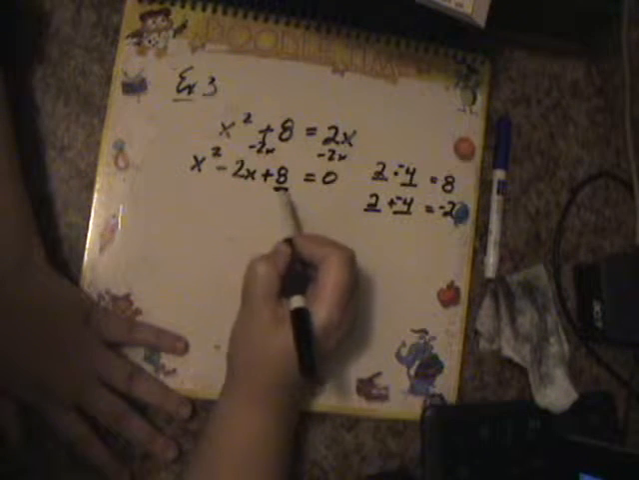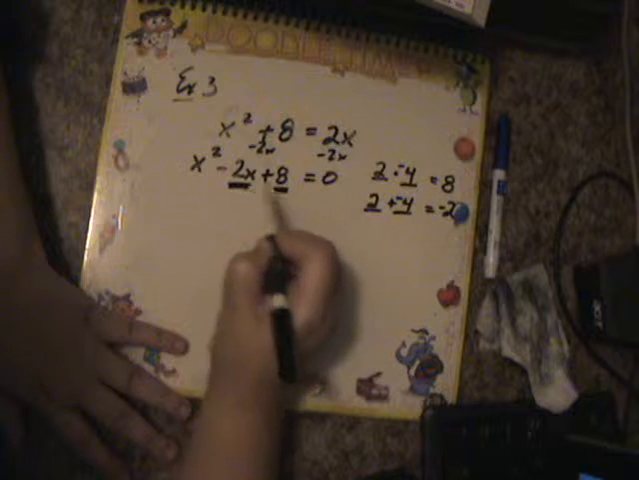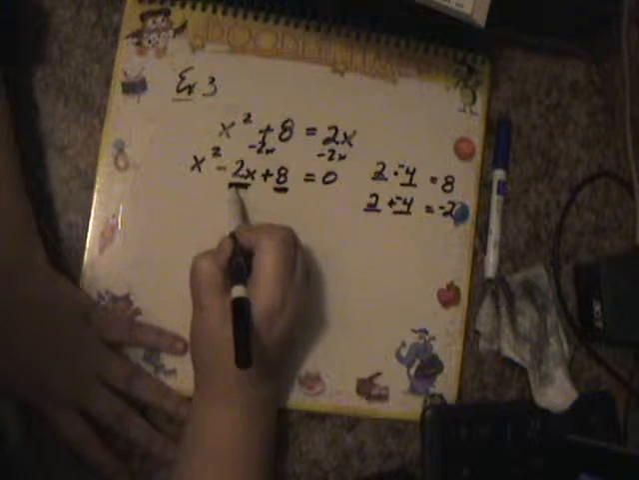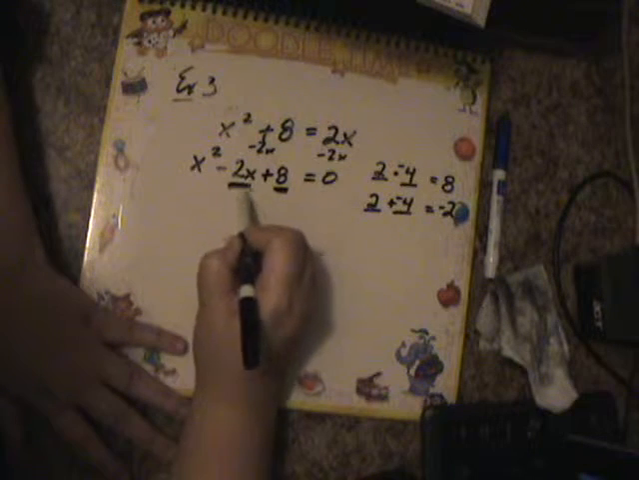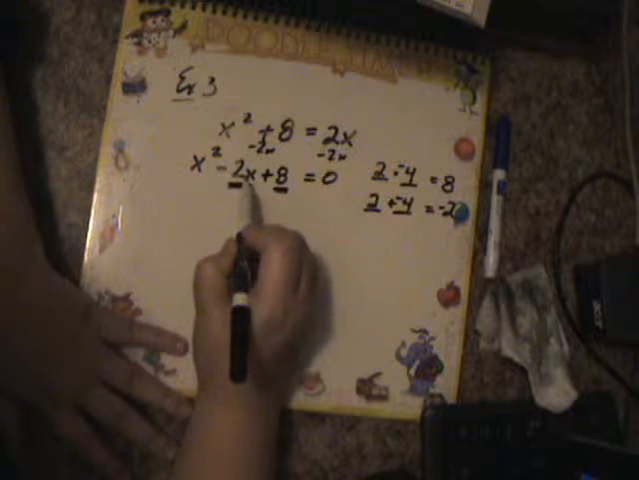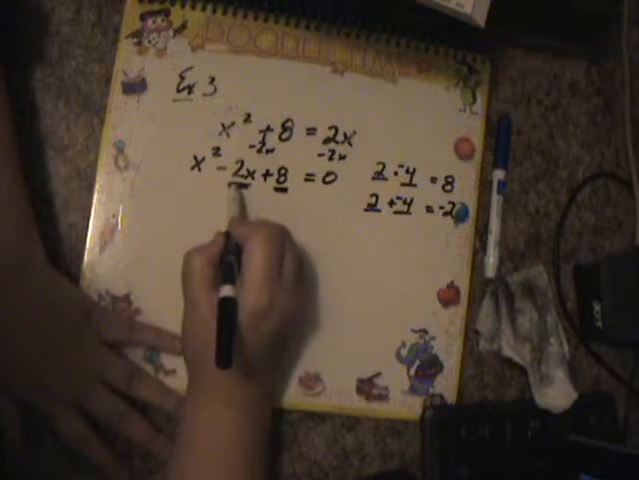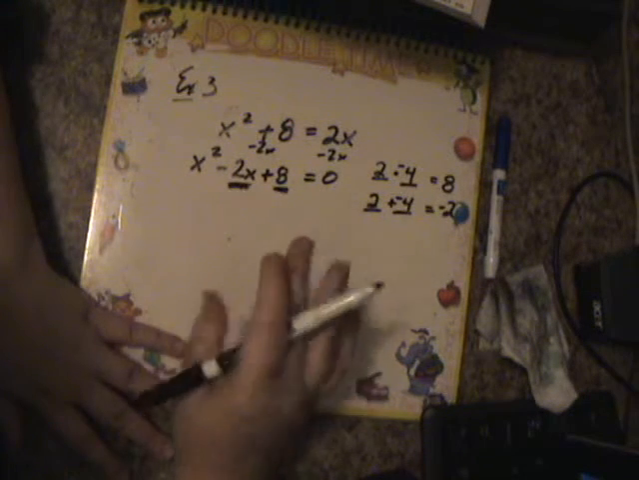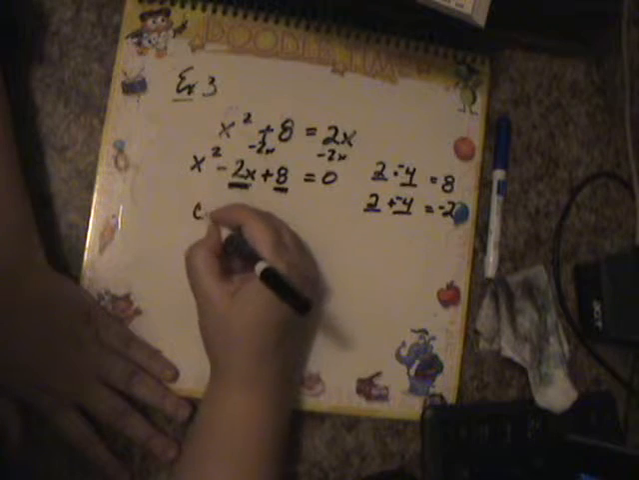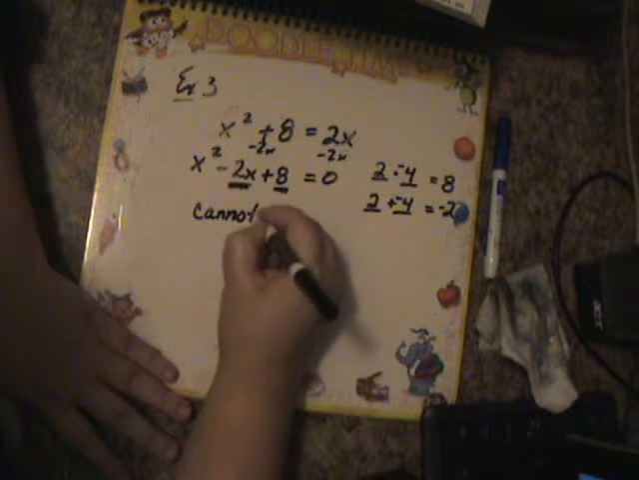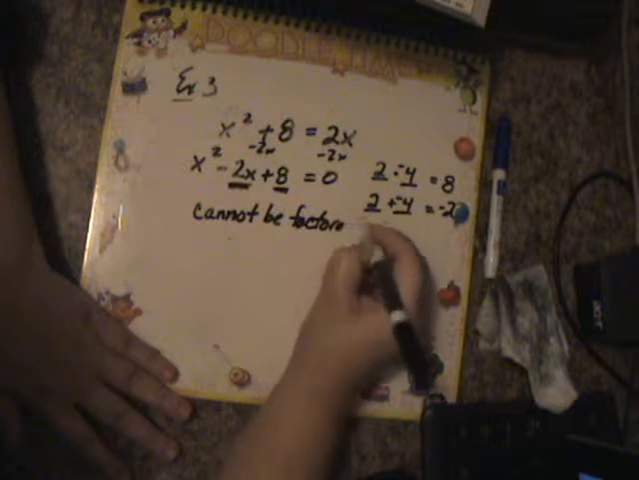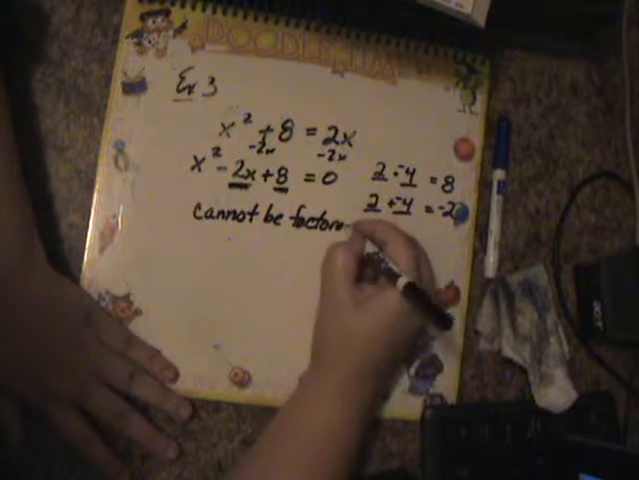Okay, so 2 things that multiply to 8 but add to a negative 2, because this one has to be positive, and this one has to be negative, which means that either both of them are negative, say a negative 1 and a negative 1 would add to be a negative 2, but they obviously don't multiply to 8. And so for this one, it cannot be factored. Okay, it's unfactorable. Cannot be factored.